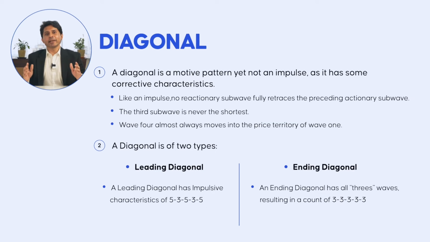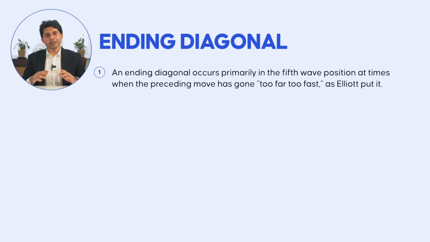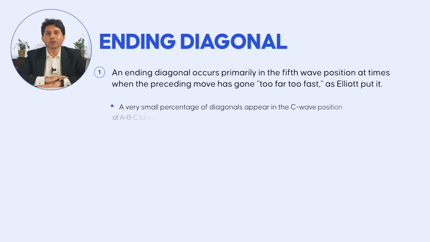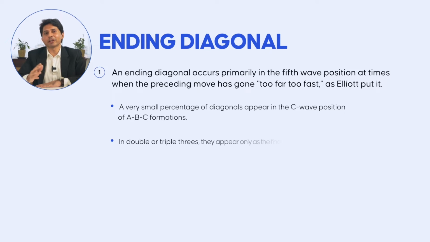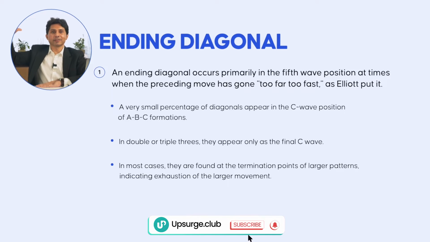Between the leading and the ending diagonal, let's look at the ending diagonal first. An ending diagonal occurs primarily in the fifth wave position, at times when the preceding move has gone too far, too fast, as Elliott himself put it. A very small percentage of diagonals appear in the wave C position of ABC formations in doubles or triple threes, but that is very rare. In most cases, it will be the ending part of a very large impulse. In almost all the cases, they are found at the termination, that is the end points of the larger patterns, indicating exhaustion of the larger movement.